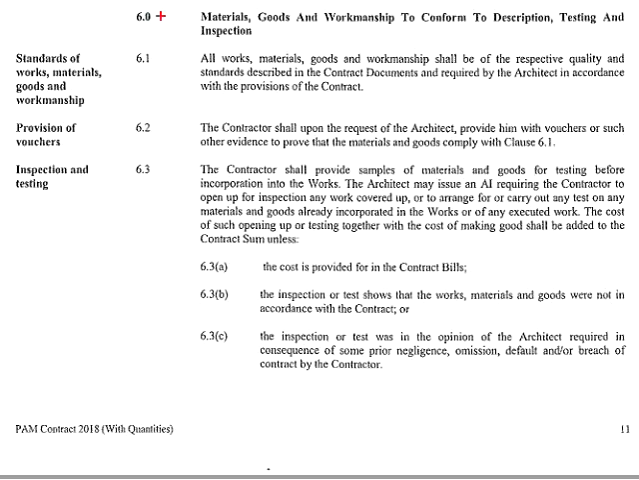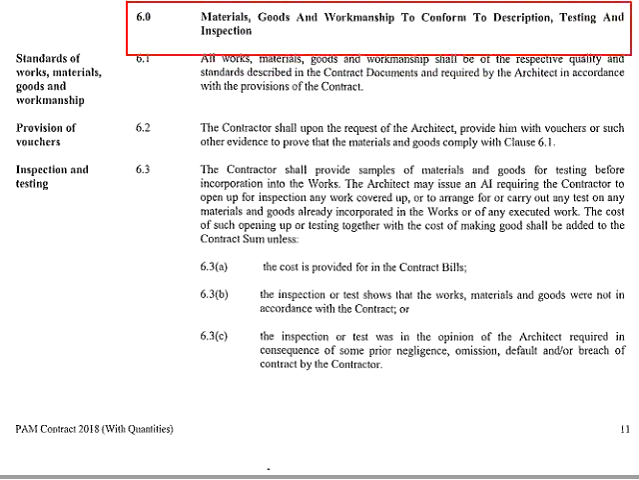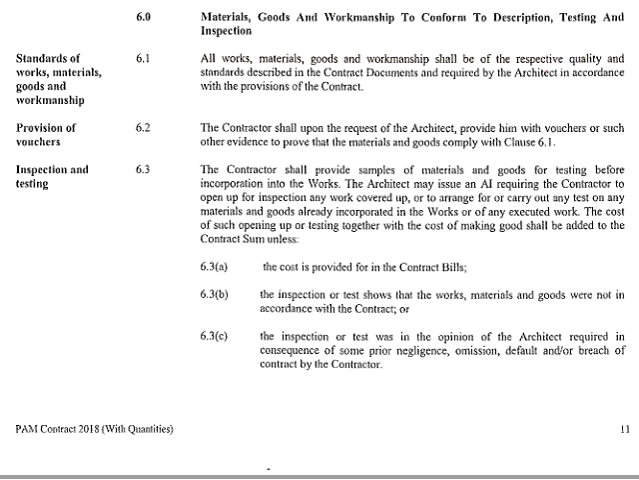Let us proceed with Clause 6, Material, Goods, Workmanship to conform to descriptions, testing and inspection. This is quite an important section which is related to the quality of the materials, goods as well as the workmanship as per the requirement by the contract document. In the case that the contractor is unable to fulfill the requirement, there will be consequences.